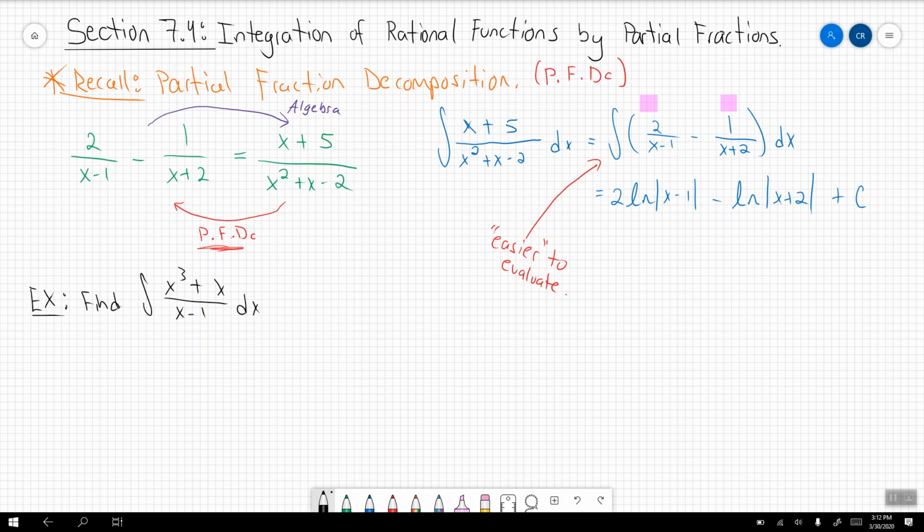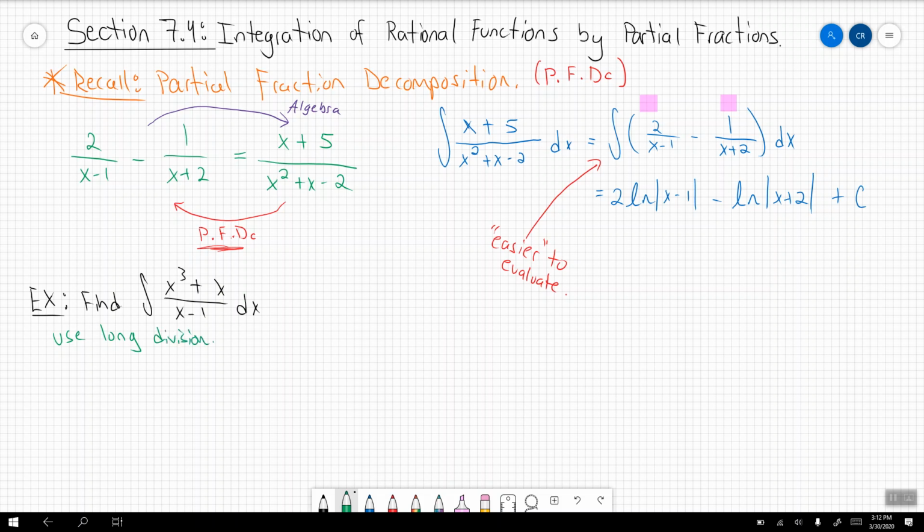Partial fraction decomposition only works or can only be applied if the degree of the numerator is less than the degree of the denominator. So polynomial-wise, or term-wise here, rational function-wise, the numerator is not less than the denominator, which means we have to go through long division. So let's go through long division first. Use long division.